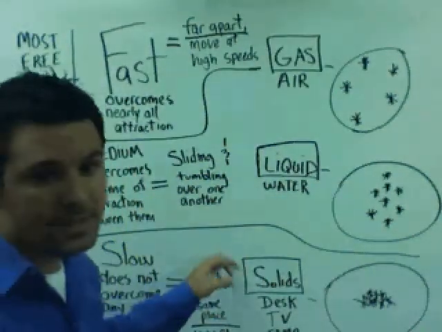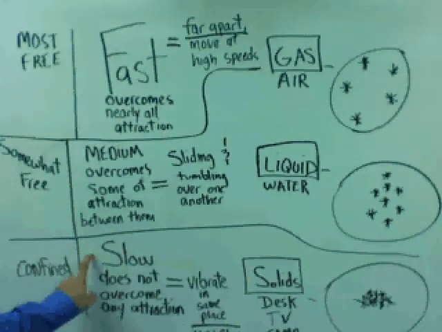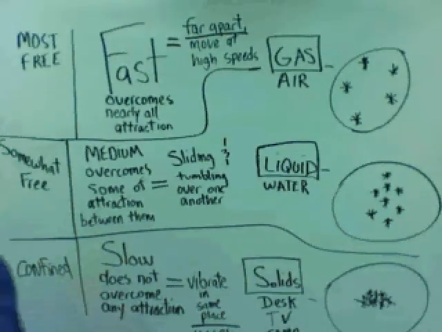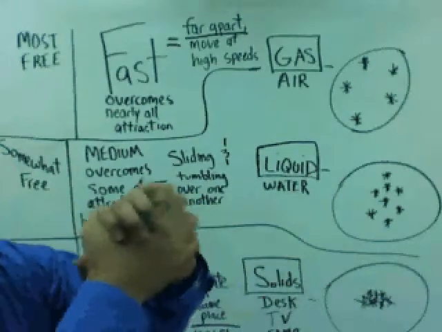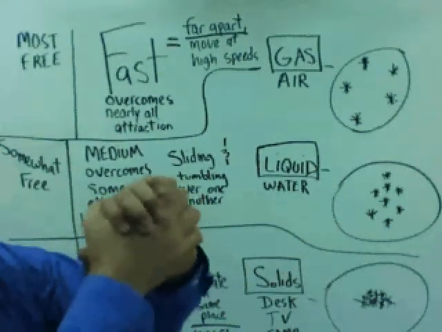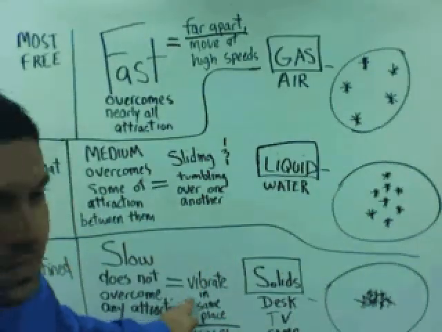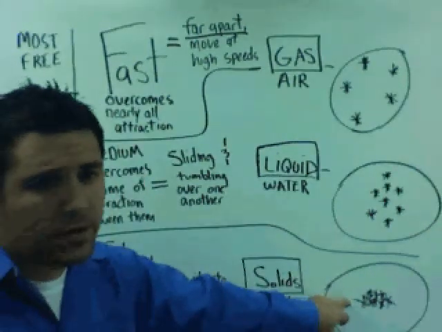Now last we have solids: TV, desk, computer, whatever you want to visualize is fine. These are confined. Like we said earlier, a computer doesn't just float away from itself. Particles in a solid move very slowly. Because of this, they don't overcome any of the attraction with one another. Instead of moving around, they just vibrate back and forth. Now, these vibrating particles vibrate in the same place and they're very close. You see here, these particles are very, very close to one another.